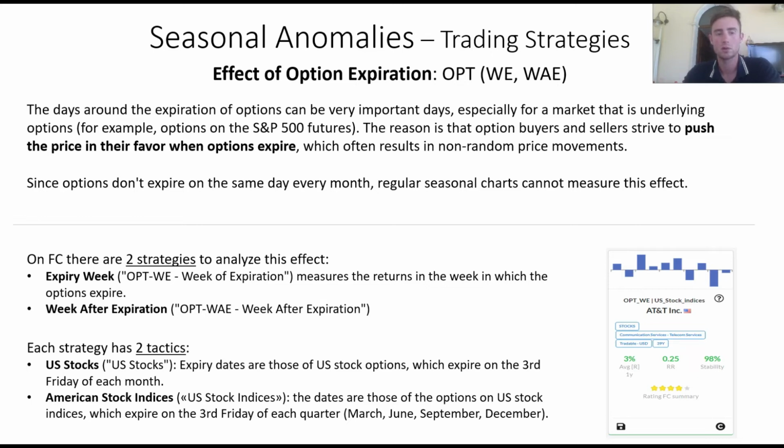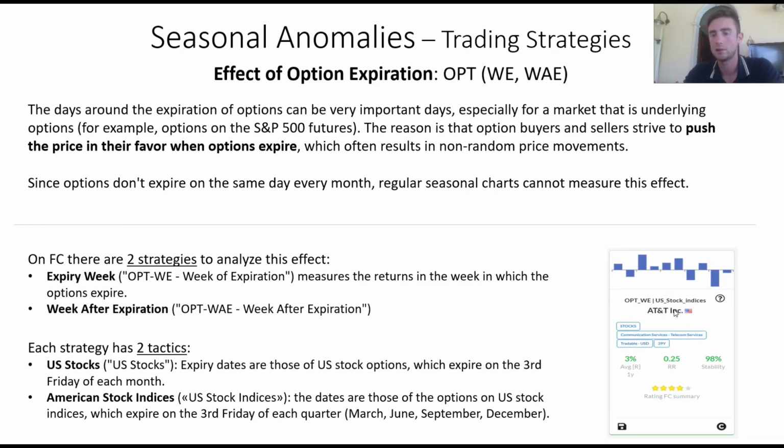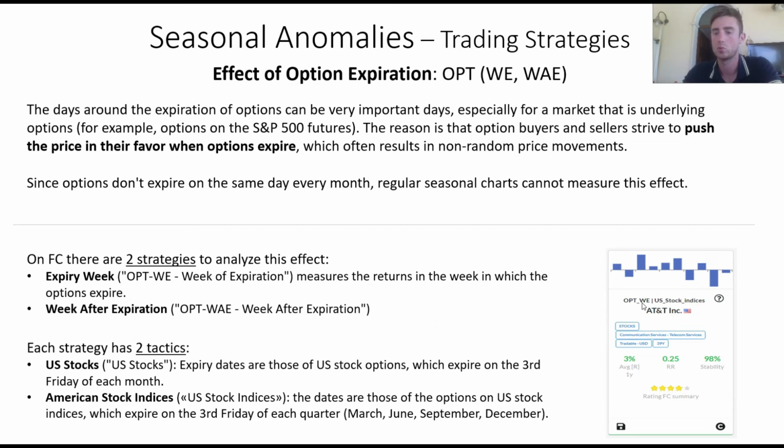First, US stocks. Expiry dates are those of US stock options, which expire on the 3rd Friday of each month. The second one is US stock indices. The dates are those of the options on US stock indices, which expire on the 3rd Friday of each quarter: March, June, September and December. You can see a card of an anomaly on the instrument AT&T. The strategy is options, week of expiration, and the tactic is the US stock indices dates.